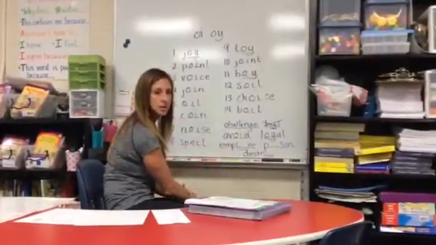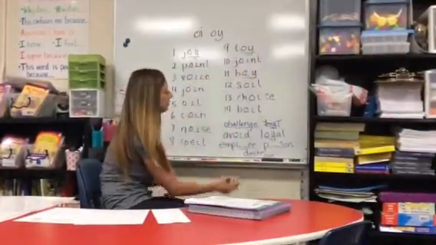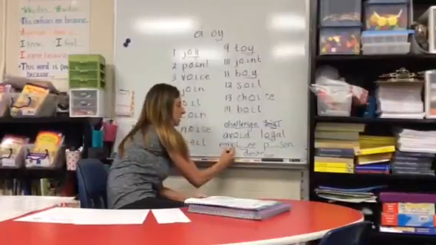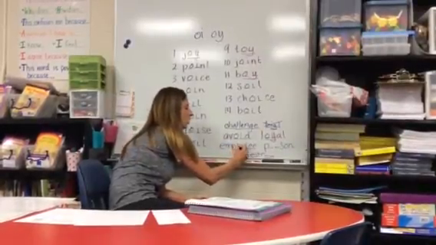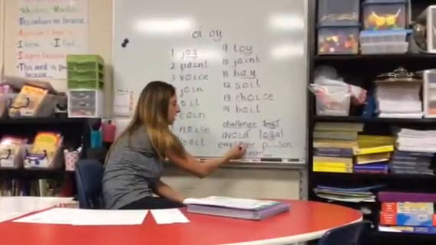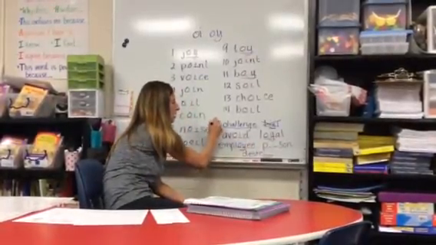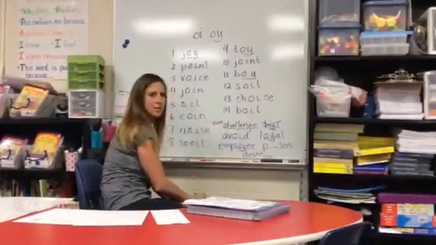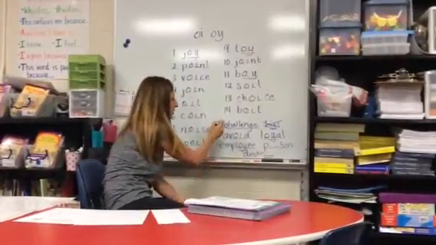Employee is another exception to the O-Y being at the end of a word. It's E-M-P-L-O-Y-E-E. Otherwise, if we had an I here, we would end up with O-I-E-E, and we would never have 4 vowels together in a word.